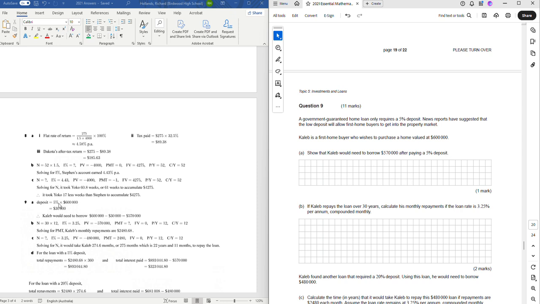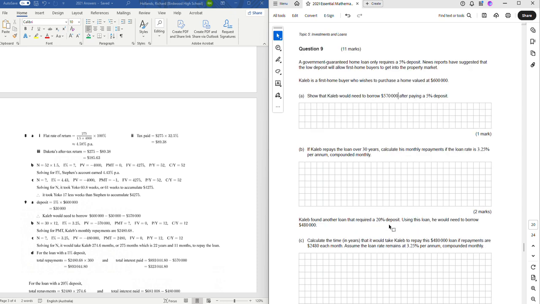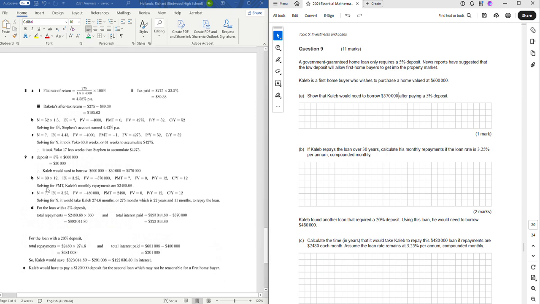Okay, deposit: 5% of $600,000 equals $30,000. Therefore, Caleb would need to borrow $600,000 minus $30,000, and that's our answer. If Caleb repays the loan over 30 years, calculate his monthly repayments if the loan is 3.25% per annum, compounded monthly. Again, this is something that we've just done, and we all did this one really well. If you got up to this question, you generally got it right because it's quite fresh in our minds.